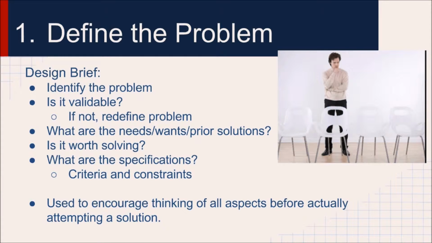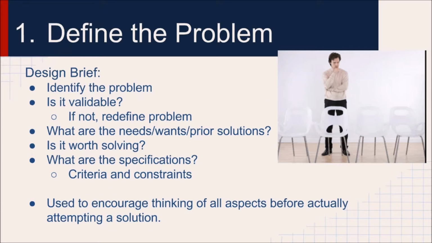Step 1 is to define the problem. You need a design brief for this. A design brief identifies the problem, identifies whether it is solvable, and what are the needs, wants, or prior solutions. Is it worth solving, and what are the specifications? The specifications would include your criteria and constraints. This is used to encourage thinking of all aspects before actually attempting a solution.